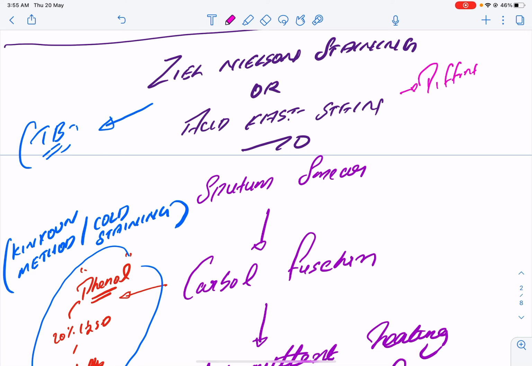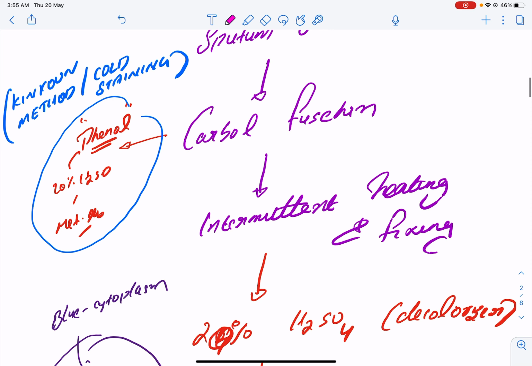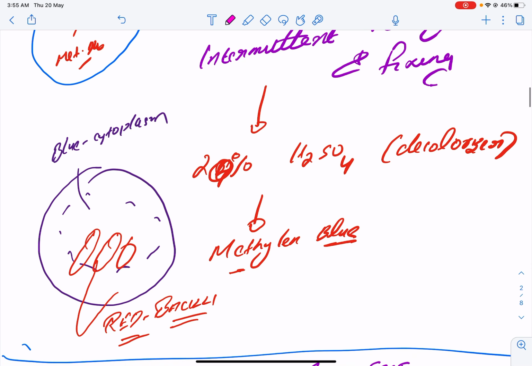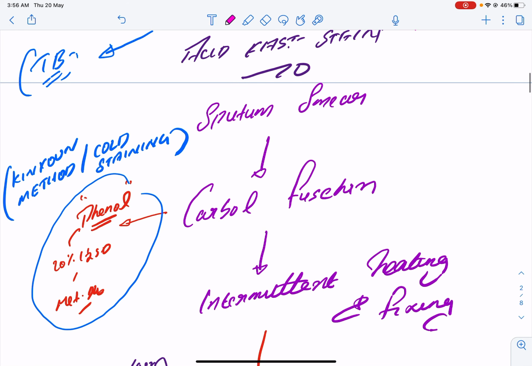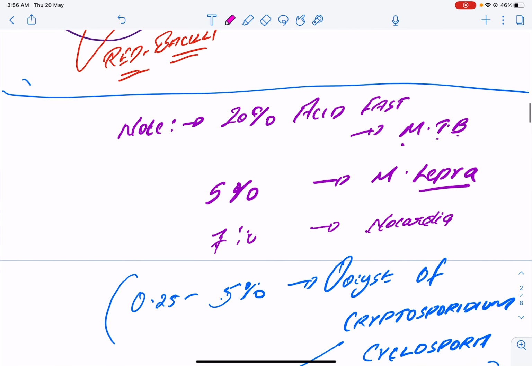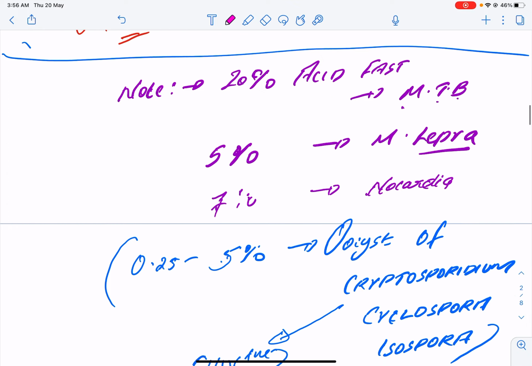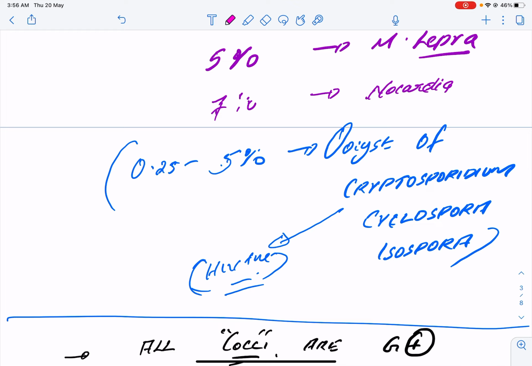It's also a differential type. We take the sputum from the TB patient, we add carbol fuchsin. We will have intermittent heating and fixing. We add 20% H2SO4 as a decolorizer and methylene blue. After that, you will see blue background and red bacilli. We confirm that it is tuberculosis. After carbol fuchsin, if you add phenol and the same procedure is followed, that method has a specific name, Kinyoun method or cold staining method. 20% acid fast is for MTB, Mycobacterium tuberculosis, 5% is for Mycobacterium leprae, 1% is for Nocardia, 0.25 to 5% is for oocysts of Cryptosporidium, Cyclospora and Isospora species. They are seen in which patient?